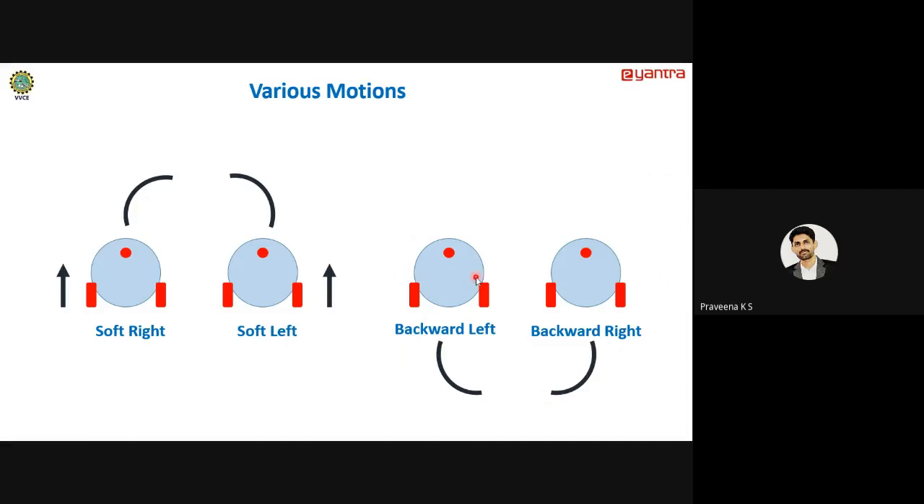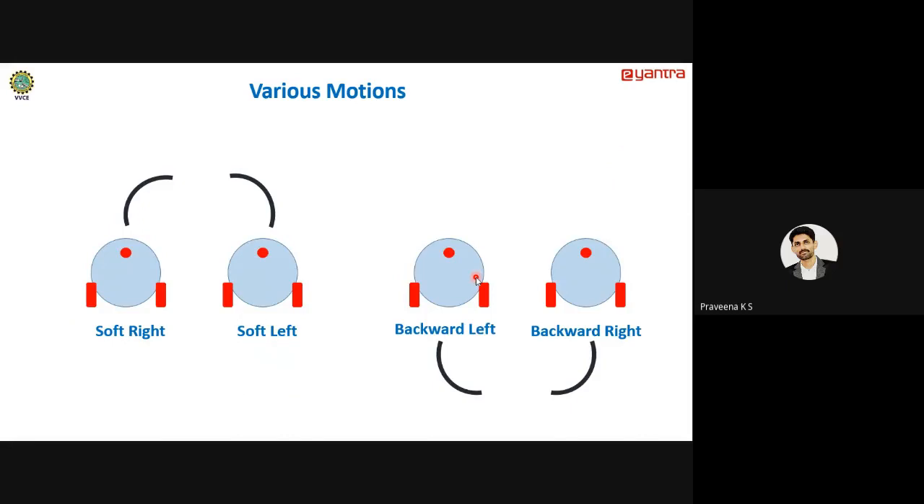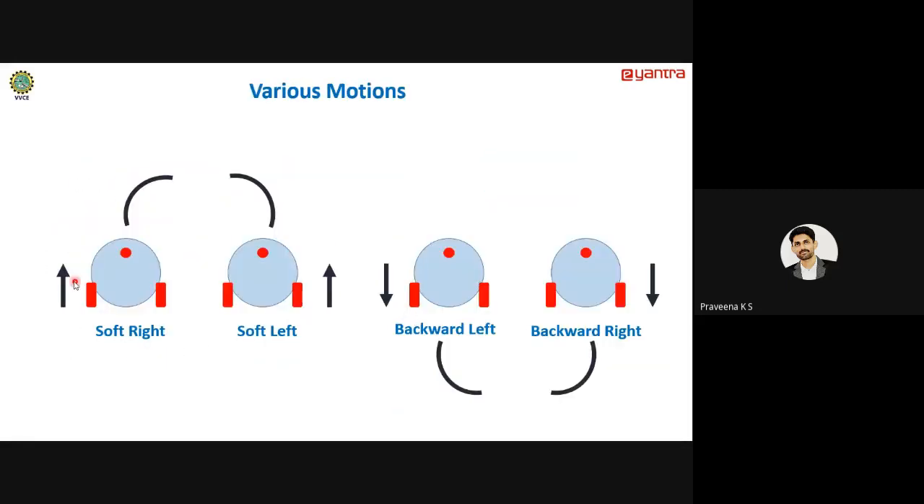And these are the different motions I've shown, right? If you observe, only these two wheels are moving. Also, when I was explaining, there are only two methods: either your wheel is moving forward or backward, and in the same way this one is also moving forward or backward.